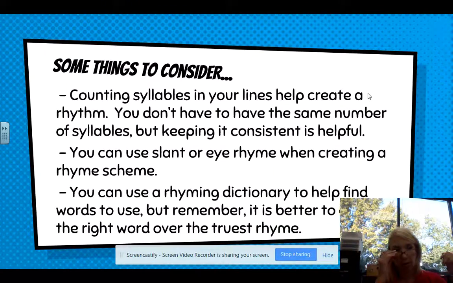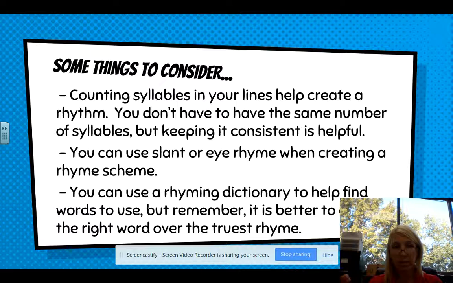Some things to consider. Why we use rhyme does definitely help with the sound, right? The sound of the poem as it's spoken out loud. When we're thinking about rhyme, it's really about how the poem sounds. Some of the techniques we'll use will be how it looks on the page or how it's written.